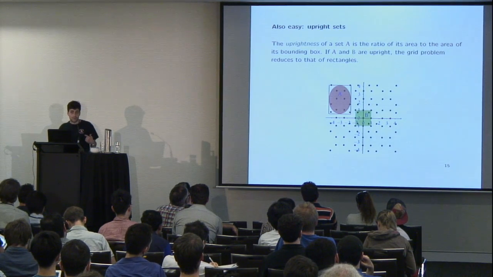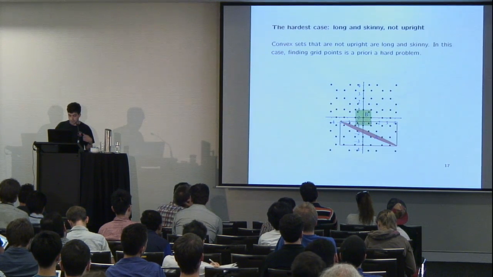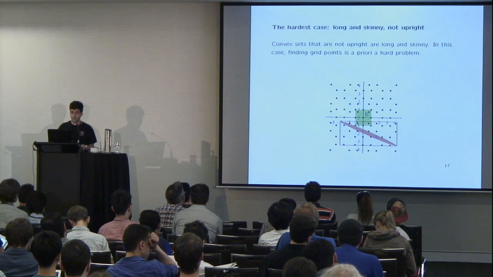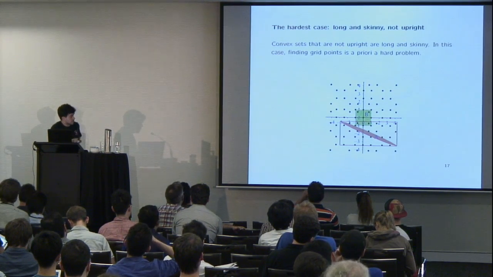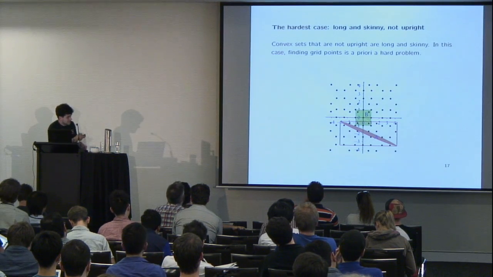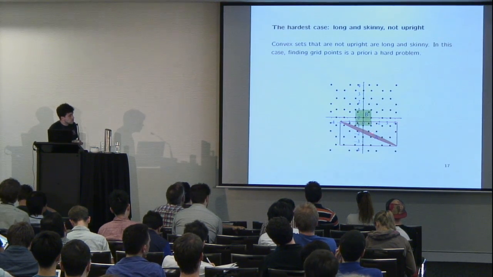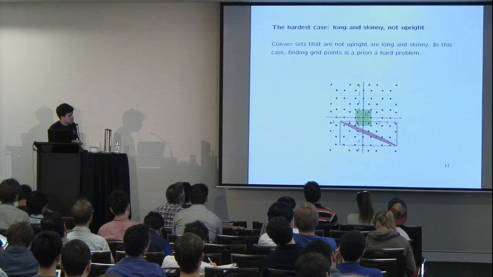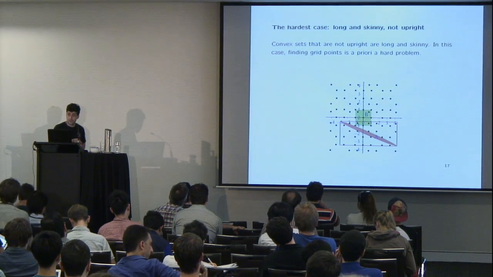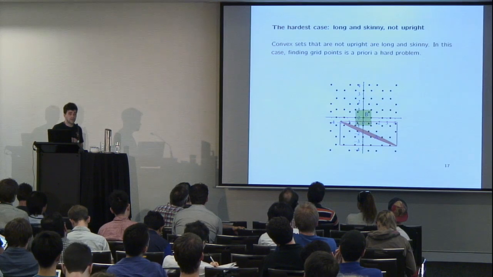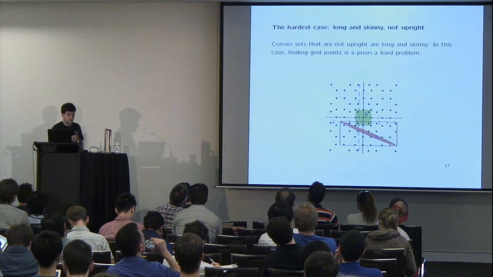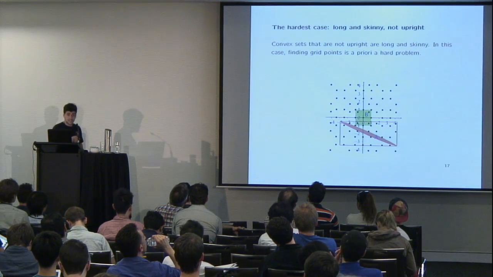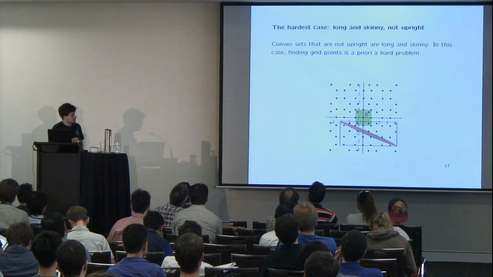But the hard problem is when you have sets that are far from upright. If you look at this ellipse here, that's the typical example of a set that's very much not upright. It's long and skinny, and it's slanted at this angle. So if you were to enumerate the solutions to the problem for the bounding box, most of the points you find would not actually be solutions to the problem that you're really interested in. So in this case, you'd be wasting a lot of time.